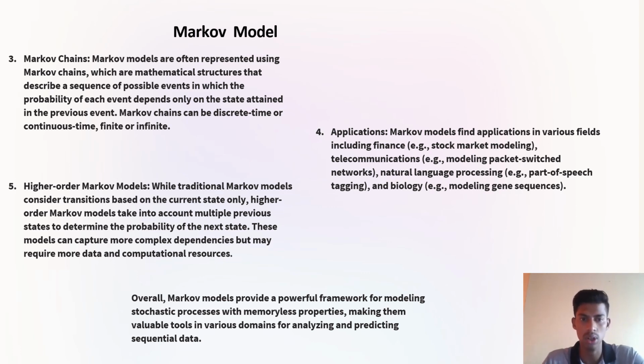Higher order Markov models. While traditional Markov models consider transitions based on the current state only, higher order Markov models take into account multiple previous states to determine the probability of the next state. These models can capture more complex dependencies but may require more data and computational resources. Overall, Markov models provide a powerful framework for modeling stochastic processes with memoryless properties, making them valuable tools in various domains for analyzing and predicting sequential data.